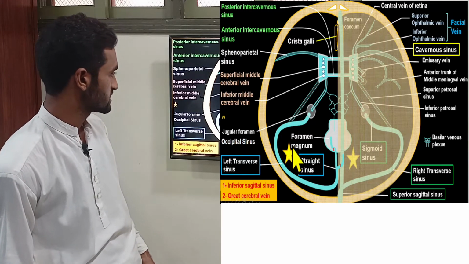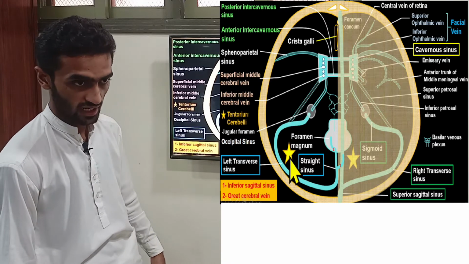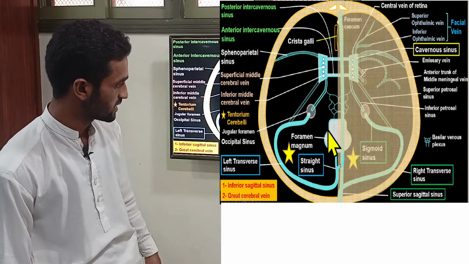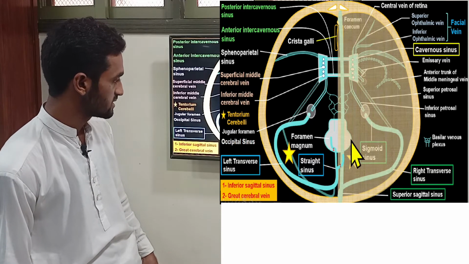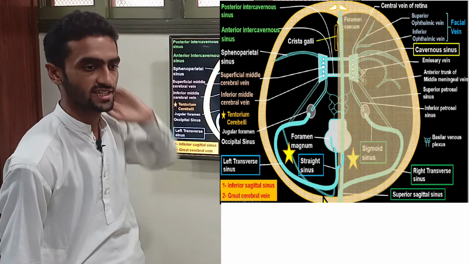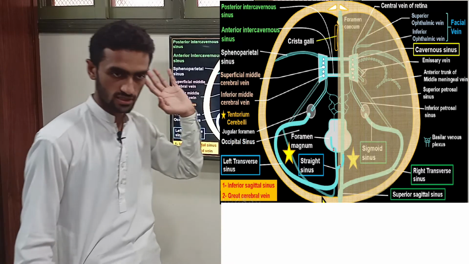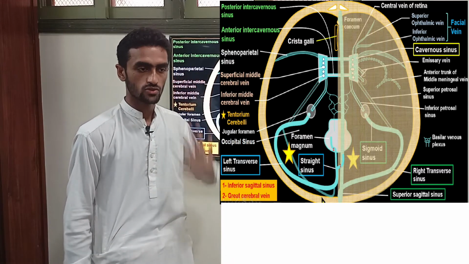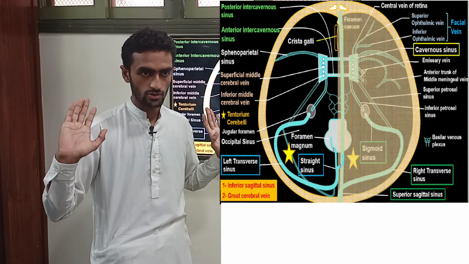So this part, and this part, and in between them is your tentorium cerebelli. And on the back of that is the occipital sinus. So this is the arrangement of your complete skull drainage. The major discussion of today's lecture is the sinuses.